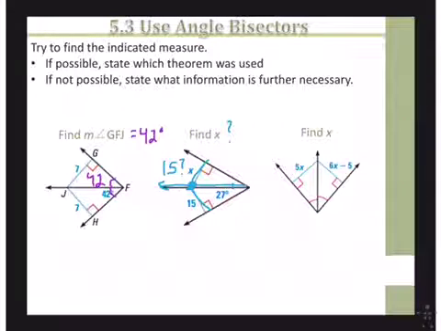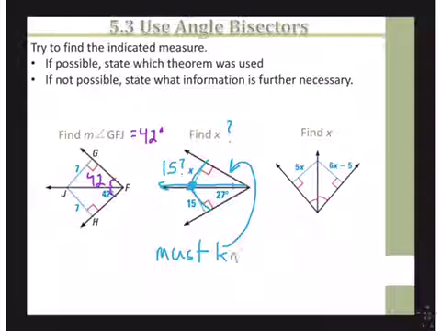So what information is further necessary? We must know that this is also 27 degrees. That would tell us that our point is on the angle bisector, which would be sufficient to show that x is also 15. So as far as this thing on the right goes, example number 3 here.